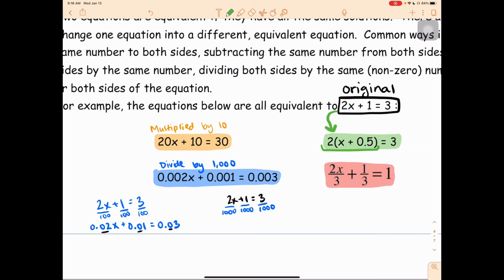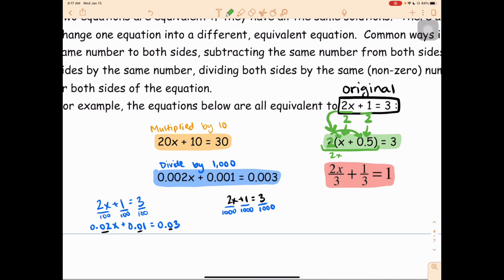All they did here was they factored out a 2, which means they divided each of these terms here by 2. 2x divided by 2 is 1x, or just x. 1 divided by 2 is a half, or 0.5. And then they accounted for dividing that 2 by putting the 2 out in front. Because if you were to multiply this back in, you're going to get 2x plus 1 equals 3. And that's the original equation. It's the same thing. Okay?